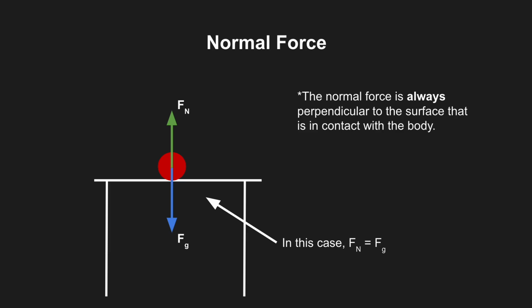Normal force is always perpendicular to the surface that is in contact with the body. For example, if you're sitting down on a chair, there's a normal force exerted on you by the chair. You exert a force of gravity on the chair and the chair exerts a normal force back on you, and because you're not accelerating, the normal force is equal to the gravitational force, as we can see in this example of a ball on a table. There's the gravitational force on the ball, and then the resultant force is 0 because of the normal force exerted by the table onto the ball.